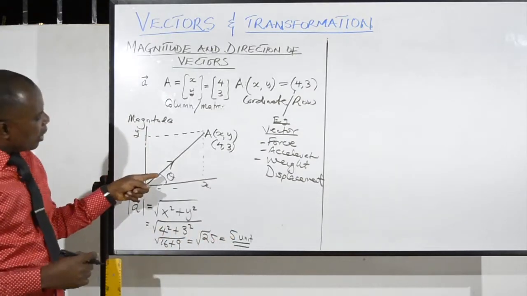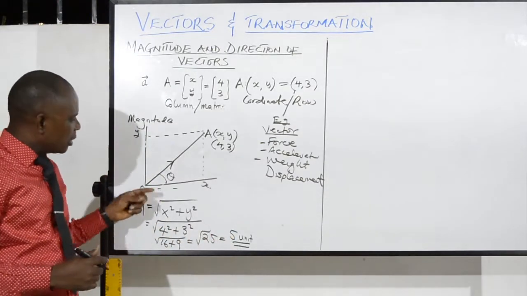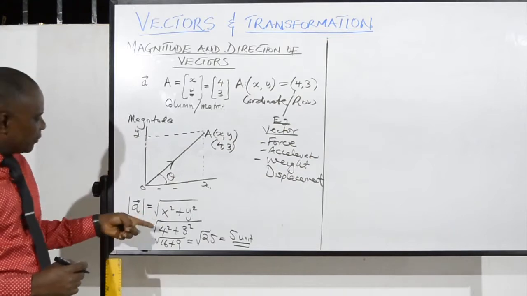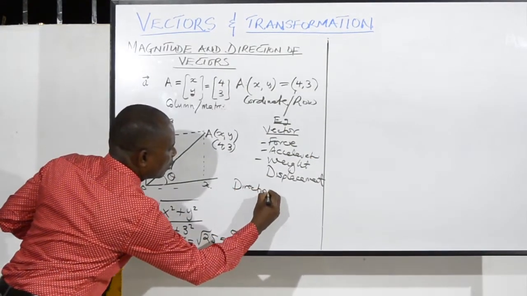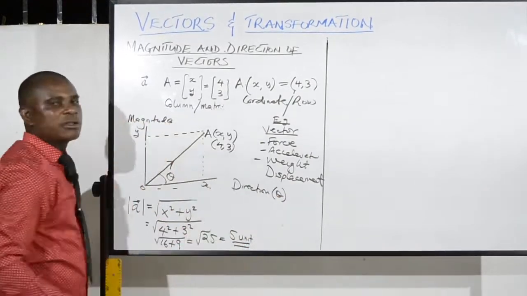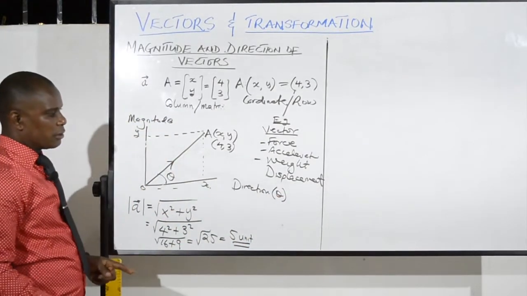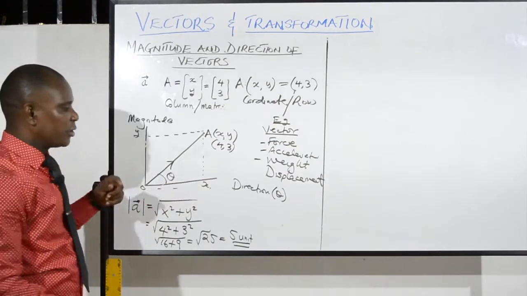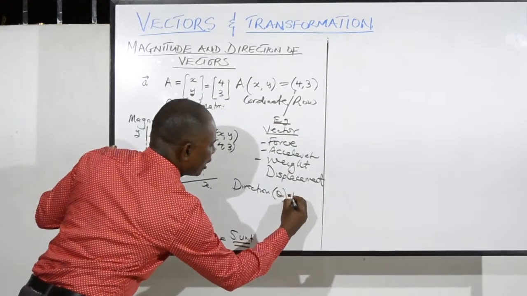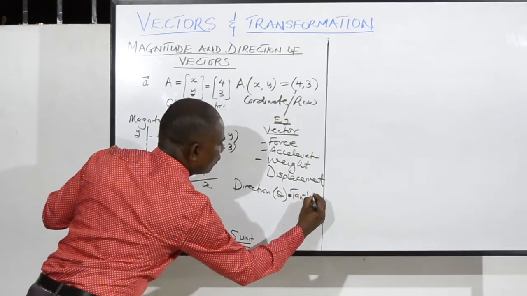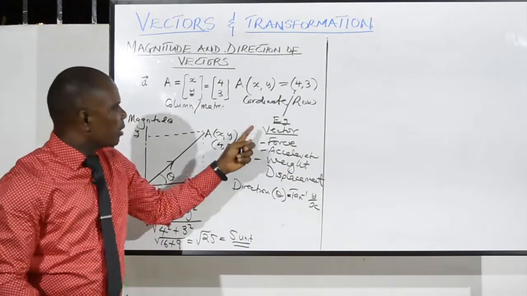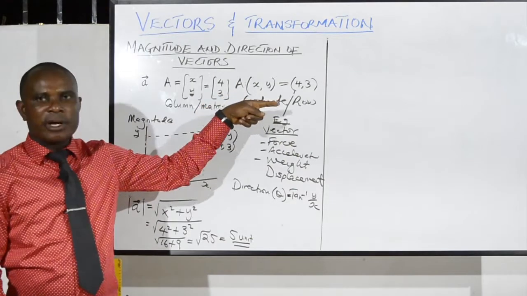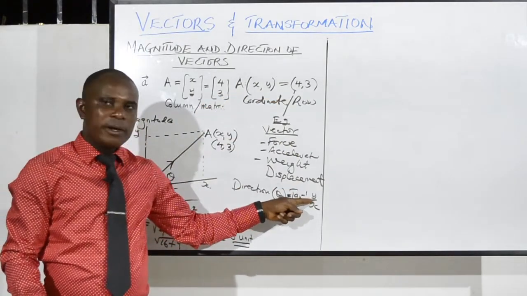But we want to know what is the orientation of this vector with respect to the x-axis. That gives you the direction. The direction is given by theta, that Greek symbol, which signifies direction in this case. It's actually given by the tan inverse of y over x. Remember here it is not x over y. In the coordinate system the x came before the y, but here it is y over x.